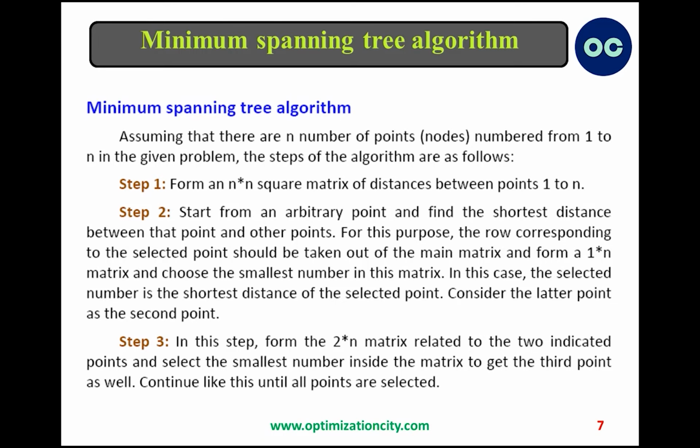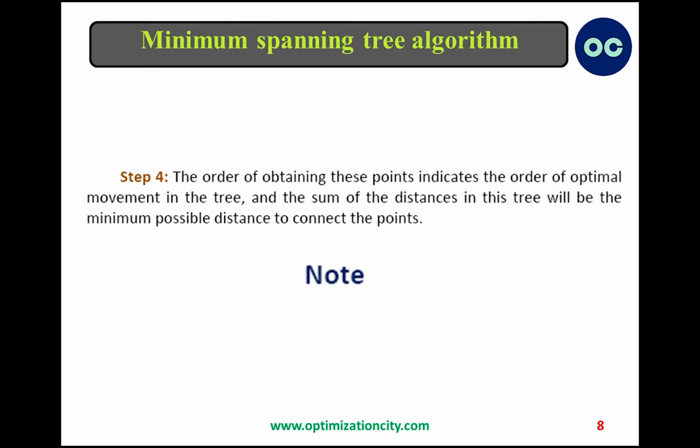In step 4, which is the last one, the order in which the points are obtained represents the optimal sequence of connecting them in the tree. The sum of the distances in this tree will be the minimum possible distance to connect all points.